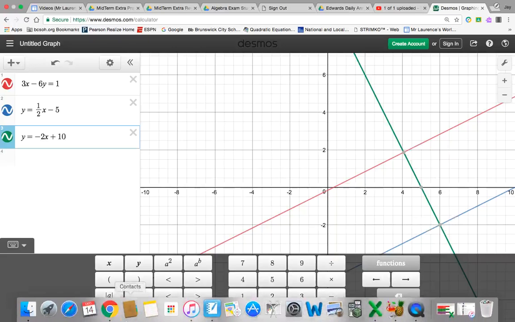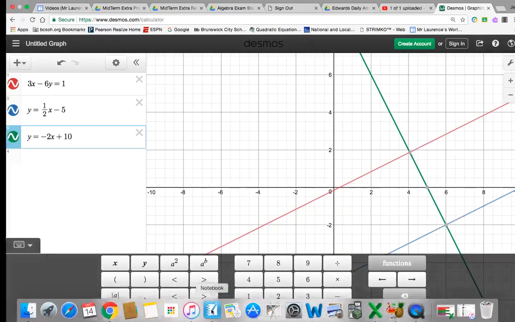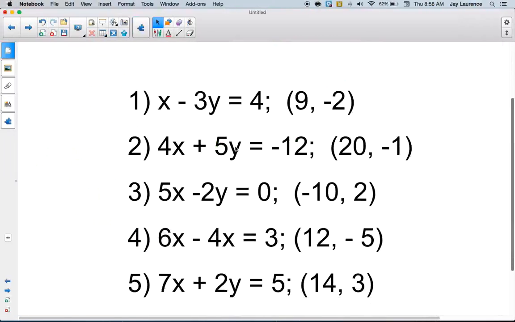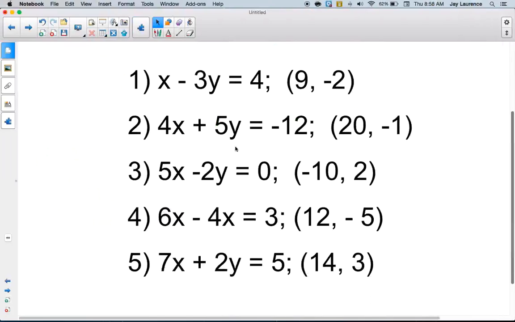So you can check your answers on these 5 problems by doing that. You just may have to zoom or scroll or something like that.